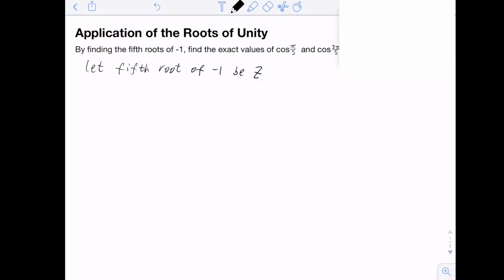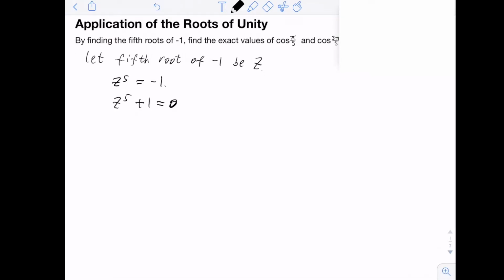Okay, to find the exact value of cos pi on 5 and cos 3 pi on 5, I'm going to use the fifth root of -1. So I let the fifth root of -1 be z. Therefore, z to the power 5 equals -1, so z^5 + 1 = 0. I'm going to solve this equation in two different ways: one using complex numbers, one using polynomials.